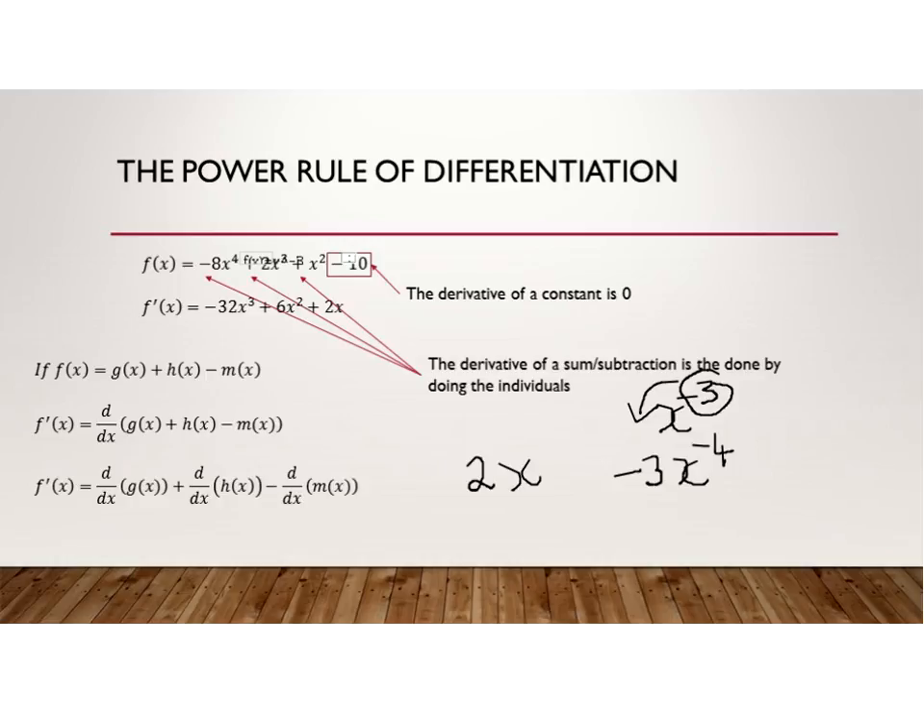If it had been 2x to the minus 3, the derivative of that would be, you bring the minus 3 down the front and multiply, it becomes 2 times minus 3 is negative 6, x, reduce the index by 1, minus 4. Is everyone happy how that works?